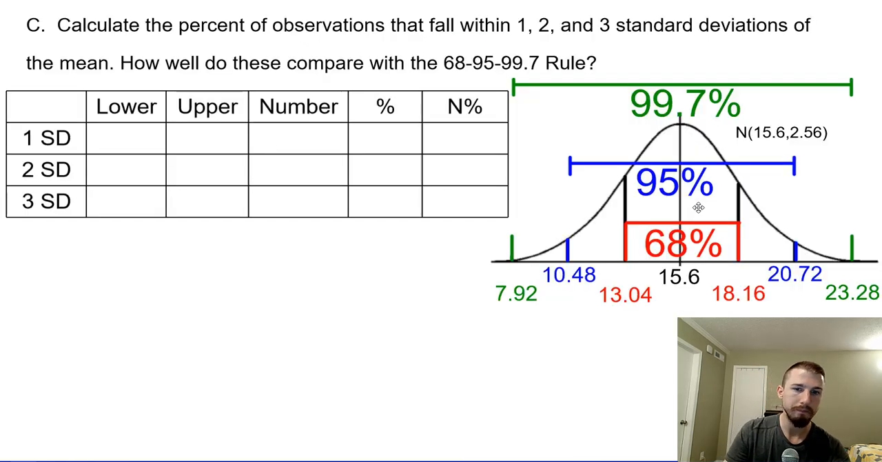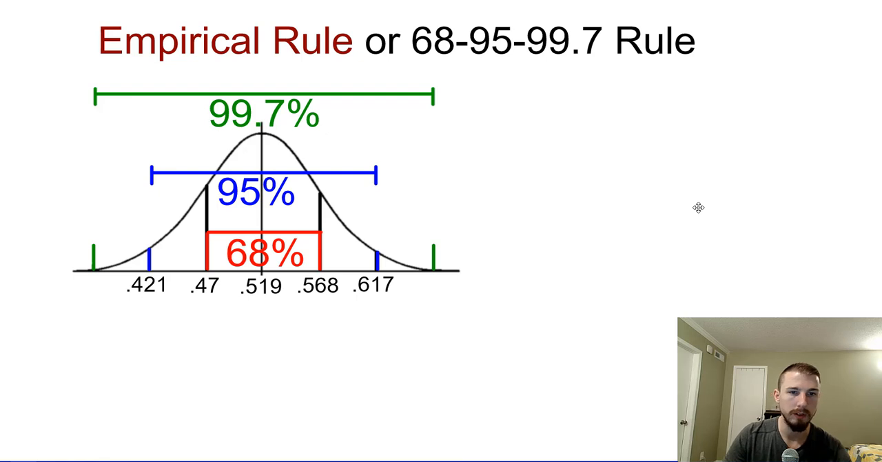Okay. All right, so part C: calculate the percent of observations that fall within 1, 2, and 3 standard deviations of the mean. How well does this compare with the empirical rule? Let me show you the empirical rule real quick. It's called the empirical rule or the 68, 95, 99.7 rule. And what it says is within 1, 2, and 3 standard deviations from the mean.